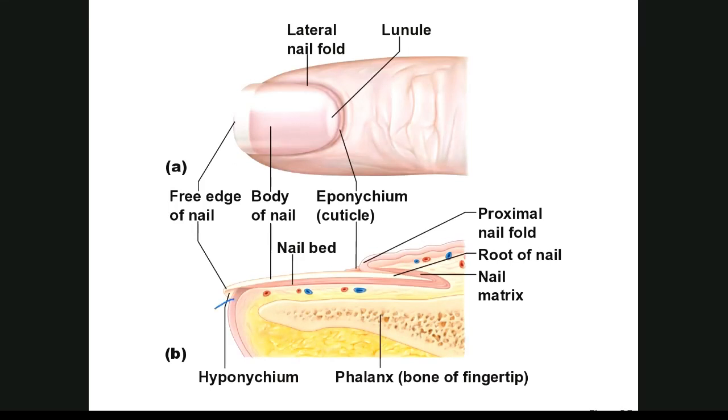Free nail edge. Just get my pointer here. The free nail edge here. The body of the nail. Eponychium is your cuticle right here. Proximal nail fold. The root of the nail here. And this is the body of the nail. Lunula here. Underneath this is your nail bed.